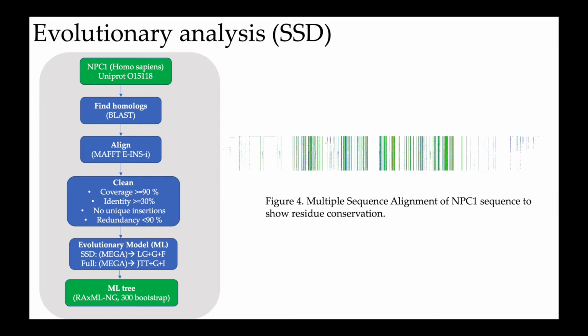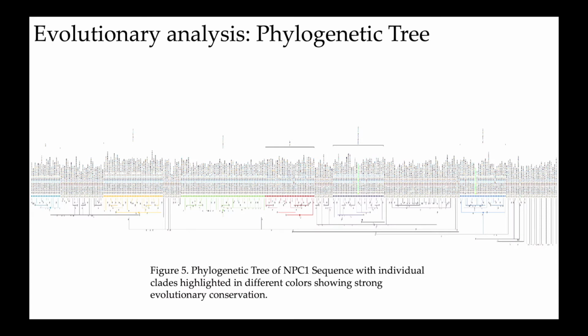In figure 4, you can see the multiple sequence alignment, and the rows of color is a good thing. That means that it has conserved residues in one particular spot, if you will, all across the sequences of a clade. So here is the whole phylogenetic tree that was mentioned in the last step of the previous slide. As you can see, it's really big. I just wanted to show the whole tree. But you can see the little colors in each individual clade. We're going to look at those in the next slides.